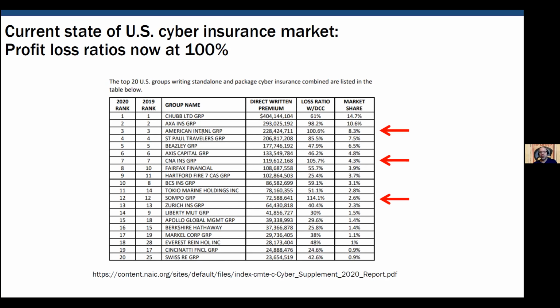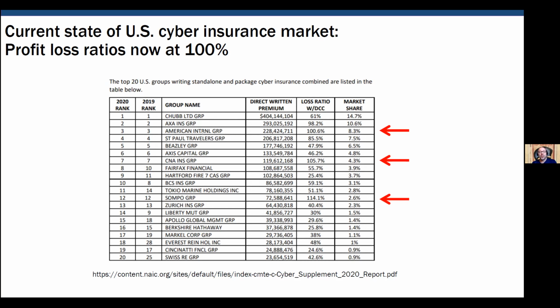AIG, which is a monster of a company here in the US with an 8% market share, I actually thought it was more than that, had a 100% loss ratio. CNA, another big company, had a 105 loss ratio, and Sompo, which, like I said, I'd never heard of, had a 114 loss ratio. What is also very interesting is that some of these companies have still quite low loss ratios, 30%, 25%.